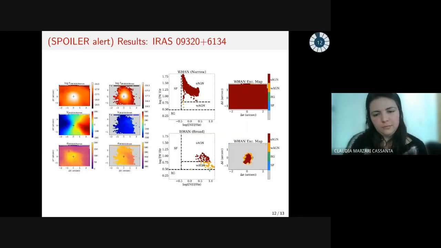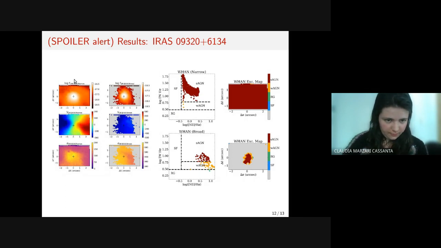Here are some results that I'm going to talk more about in my next talk. But here on the left are the maps of fluxes, velocities, and velocity dispersions. And on the right, the diagnostic diagrams, in this case, 1D diagnostic diagram.